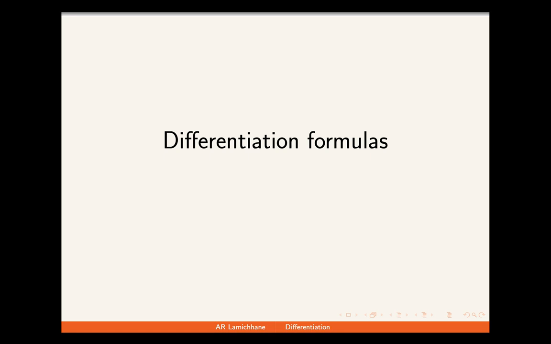In this video, we will learn the differentiation formulas to find the derivative of the given function. We'll use very basic examples to understand the process. Let's begin with the constant rule.